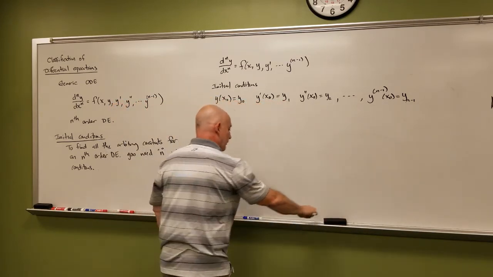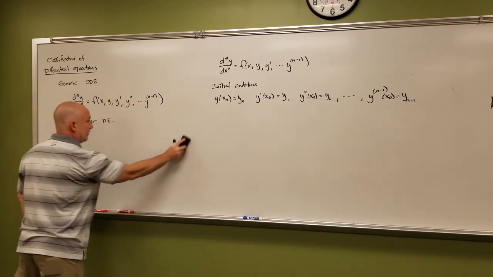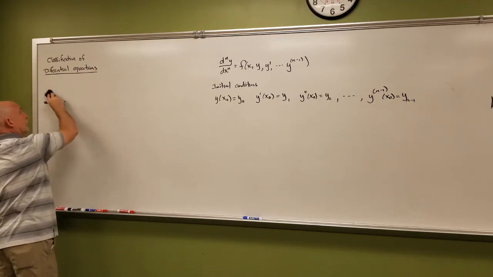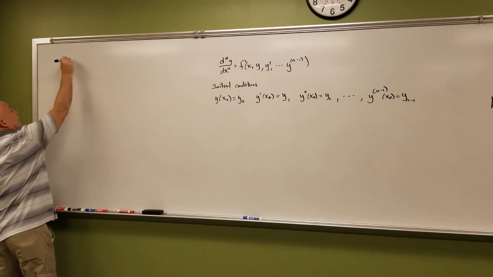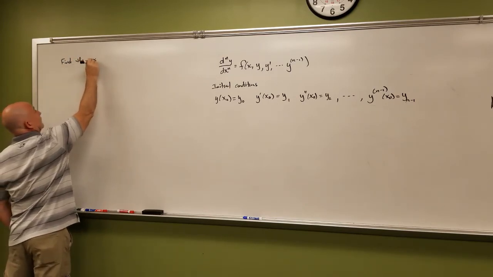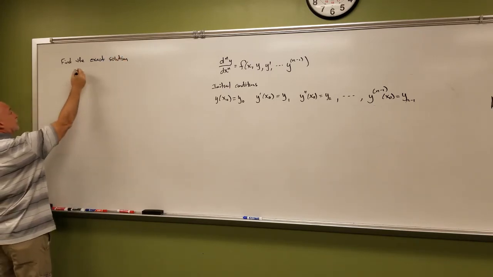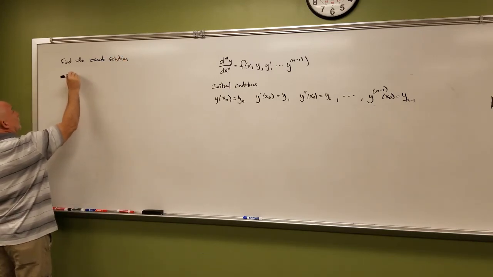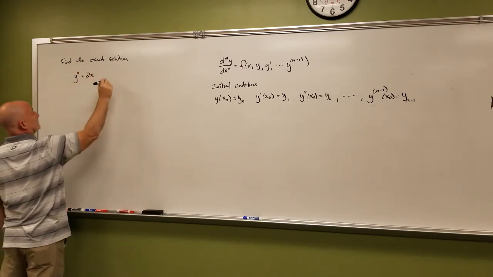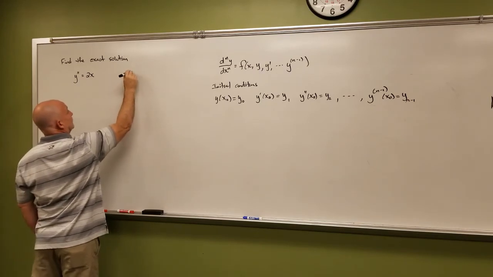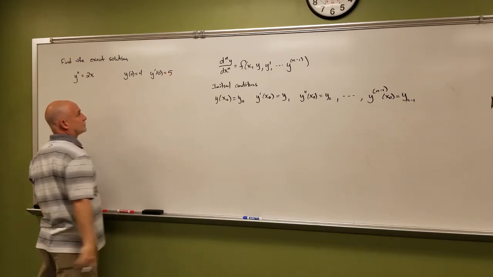So let's try one very, very quick example here, so you can kind of see what I mean by this. There's a lot of weird symbols going up. Let's say, find the exact solution. Let's do a real easy one. Let's do y double prime is equal to, let's do the same thing, 2x. Let's say that we know y of 0 is 4 and y prime of 0 is 5.